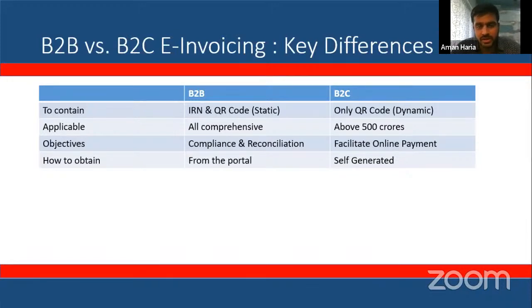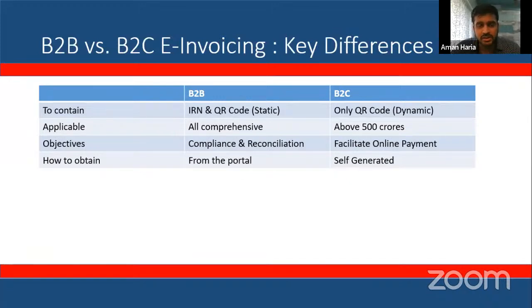the purpose of this dynamic QR code is to facilitate online payment. However, in case of B2B, the purpose is compliance, ensuring that everything is happening on track, on time, and also that reconciliation happens much faster, because as we will see in the next few slides, reconciliation effort will reduce as delayed activities are avoided.